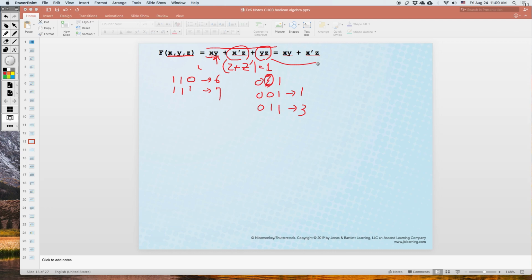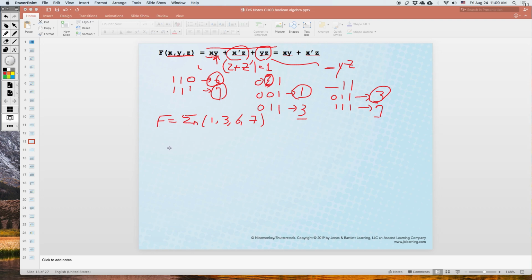Finally, yz means x could be anything and y is 1, z is 1, so it could be 0, 1, 1 or 1, 1, 1. So this represents the min-term positions 3 and then 7. So this function is actually min-term positions 1, 3, 6, 7, and this 3 and this 7 are already counted. So 1, 3, 6, 7 is the expression for this function.